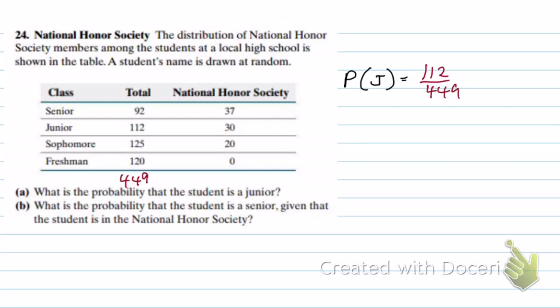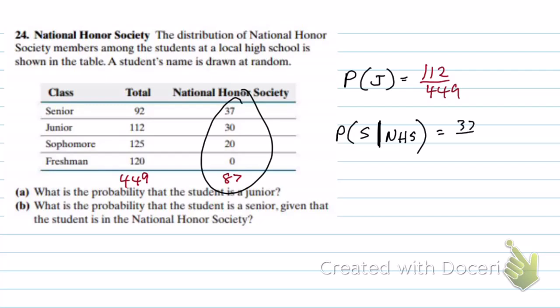What's the probability that this student we drew is a senior, given that we know we got somebody in NHS? Again, they didn't total this for us. So what do we got? 87? So we're saying the probability that we got a senior, given that the person we drew is in National Honor Society. So what am I doing? I'm just concentrating on this column right here. So 37 out of 87.